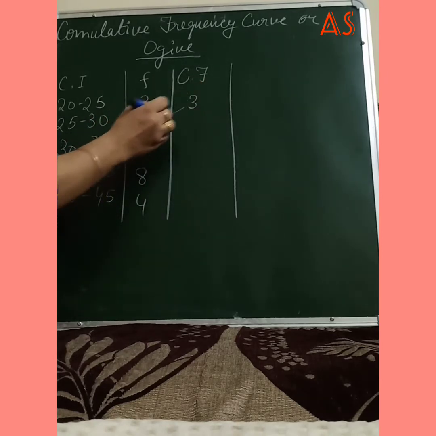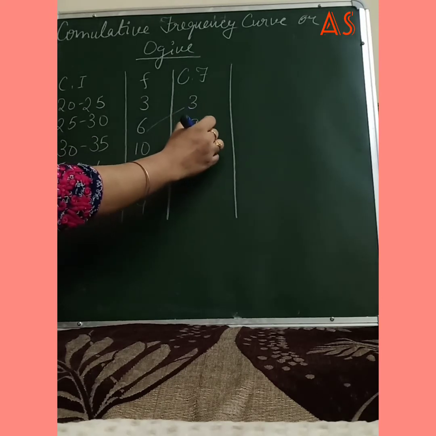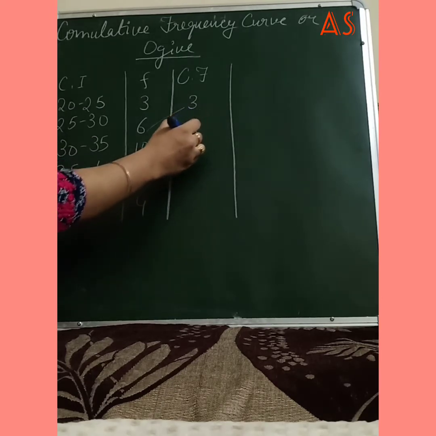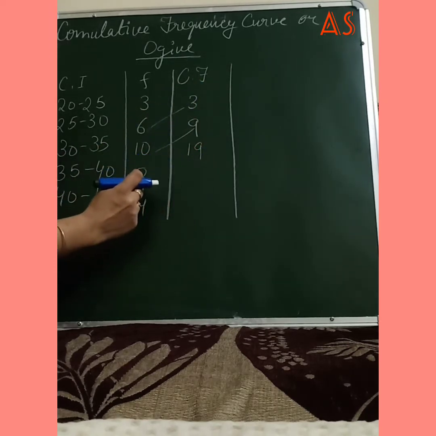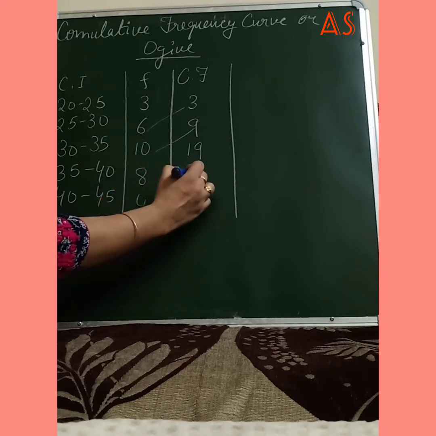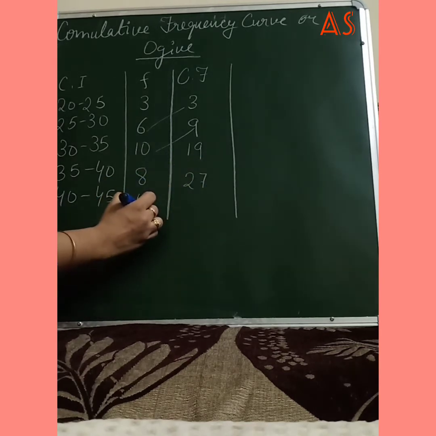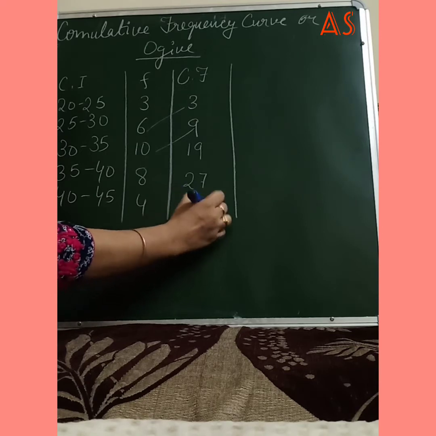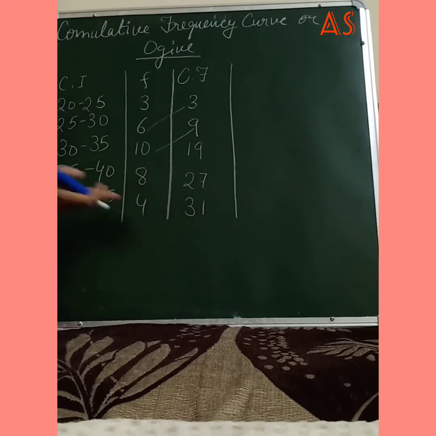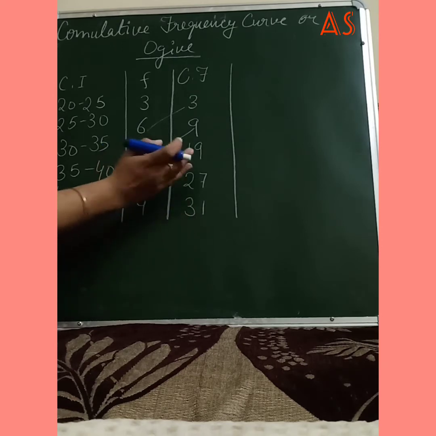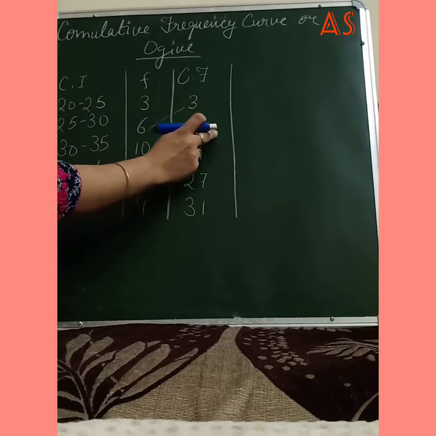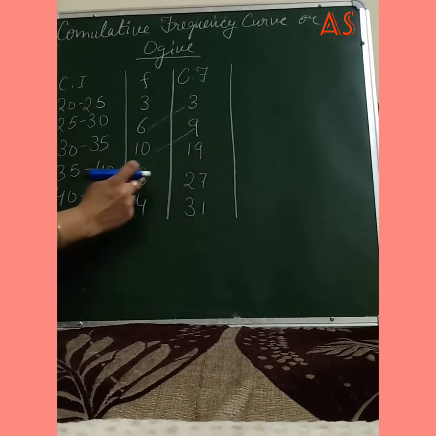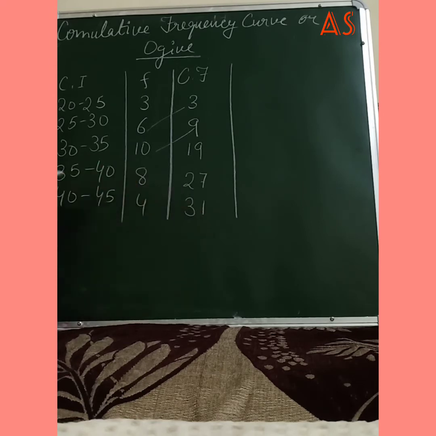Now we add 3 plus 6, 9. 9 plus 10, 19. Next we add 19 plus 8, 27, and 27 plus 4, 31. So this way we find the cumulative frequency. We can start from below also, 4 as it is. Or we start from the first, 3 as it is, then 3 plus 6, 9, 9 plus 10, 19, 19 plus 8, 27, 27 plus 4, 31. So this way we find cumulative frequency.